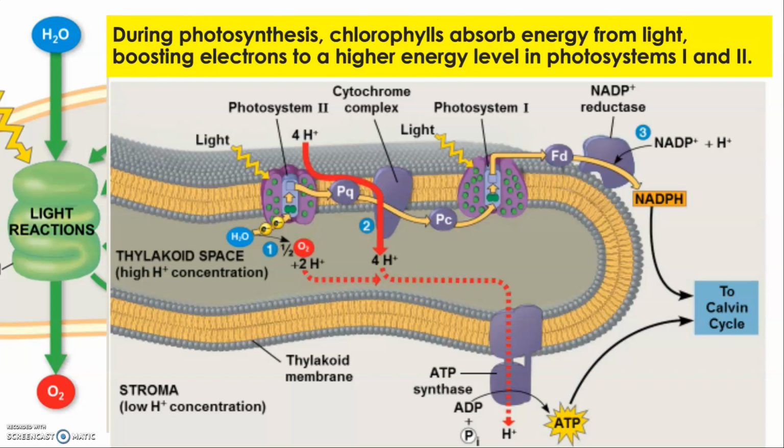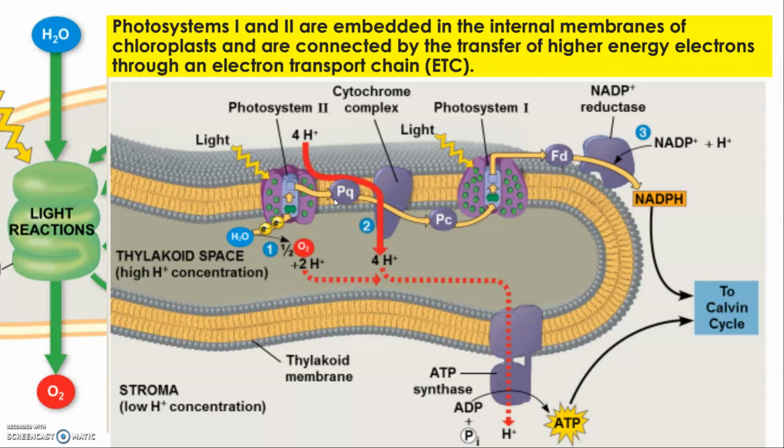So it's saying that during photosynthesis, the green pigments, the chlorophylls, absorb energy from light, boost the electrons, and send them on their way along this ETC, electron transport chain. Then it says that these two photosystems, these proteins, are embedded in the membrane of the chloroplast, in the thylakoid more specifically, and they provide the foundation for the ETC. Through this ETC, the electrons will flow.